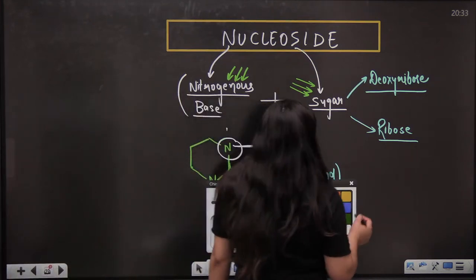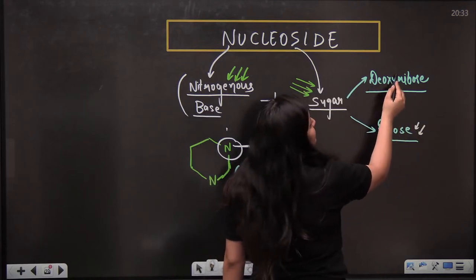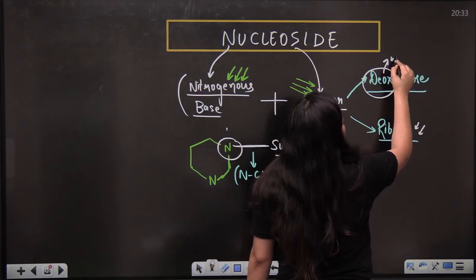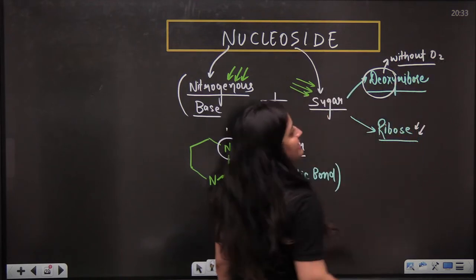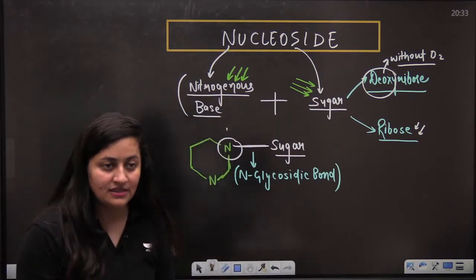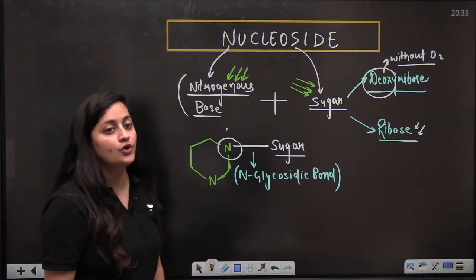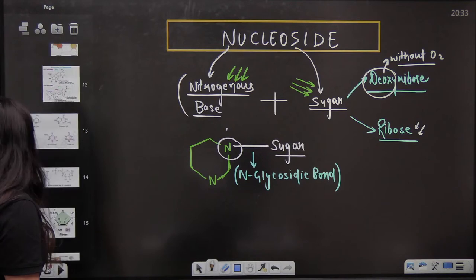So kids, the only difference is the word deoxy. Deoxy means it is a ribose without oxygen. This is how you have to remember. It is the ribose without oxygen. Is that clear? Now just have a look at the structure.